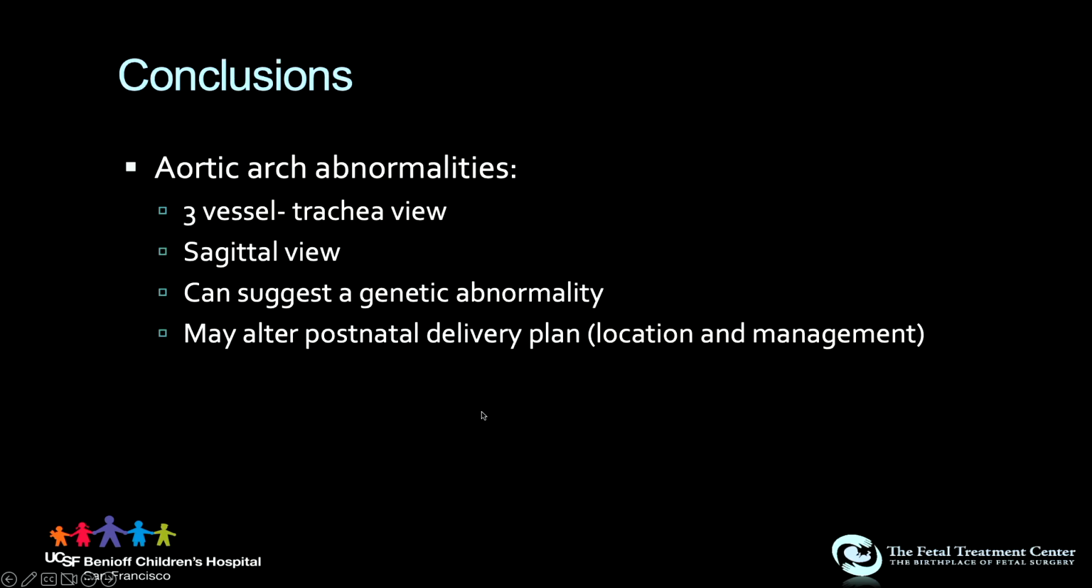The take-home points for aortic arch abnormalities are to use your axial imaging to look at your 3-vessel trachea view, which is really useful for both aortic coarctation, to look at the size discrepancy between the vessels, as well as for vascular rings like a double aortic arch or a right aortic arch. The sagittal view is incredibly useful for coarctation of the aorta to rule out discrete obstruction.